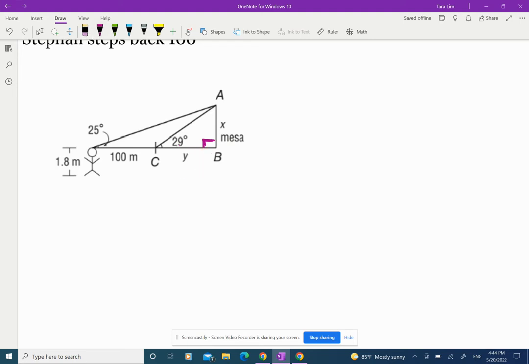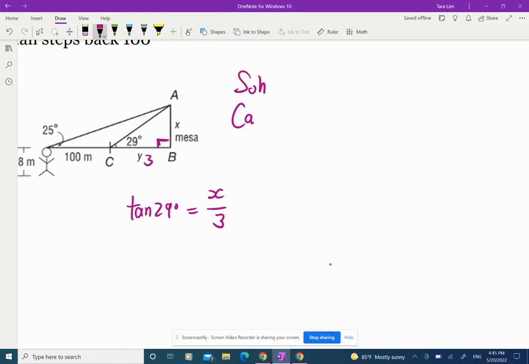If we know what y is, let's say y is 3, we can definitely quickly solve for x. I could just write tan 29 degrees is equal to x over 3 because of SOHCAHTOA. Remember that O represents opposite, H represents hypotenuse, and A represents adjacent. Because we're using tan, it's going to be opposite over adjacent. So we have opposite, which is x, over adjacent, which is 3. But right now we don't know what y is, so I'm just going to write it as y.